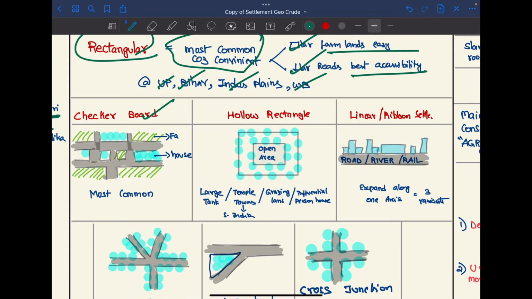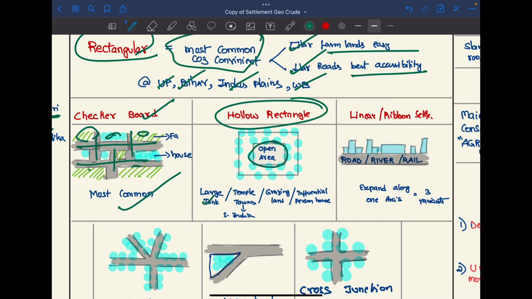First pattern, we have the checkerboard pattern. We have roads at perpendicular 90 degrees, and we have farms and houses here. So this is the most common one. Next, we have the hollow rectangle. The center area is open. It is generally a large tank in temple towns of South India, or a grazing land or the house of an influential person, and settlements are seen around it.